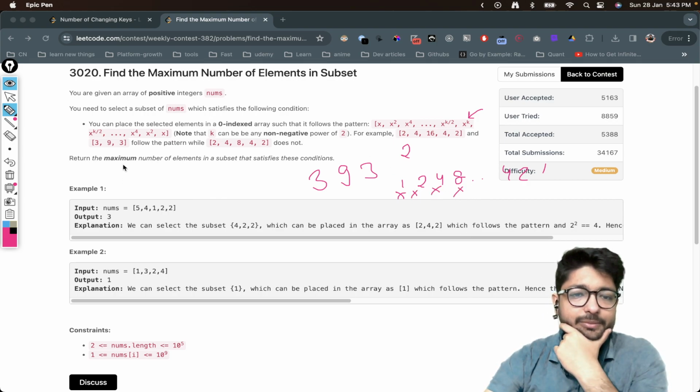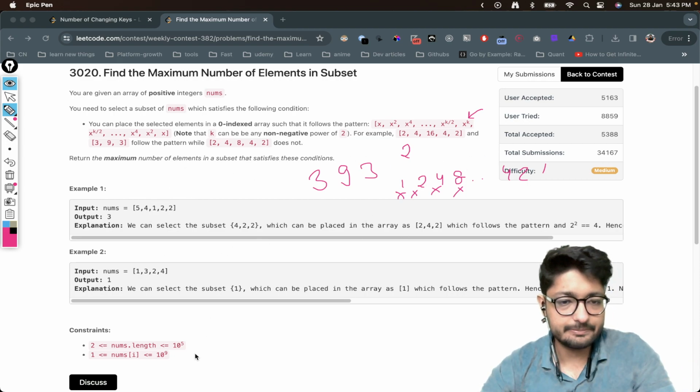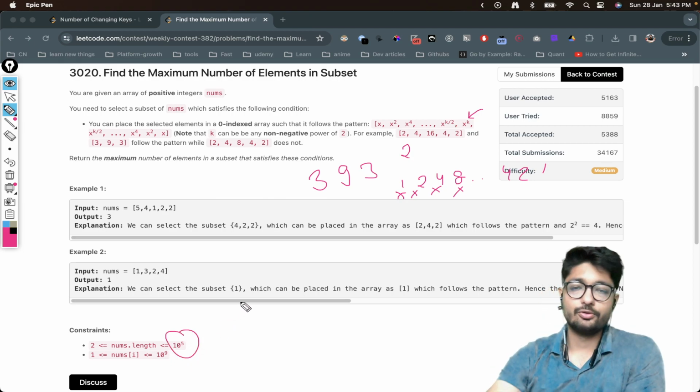I just have to find out the maximum number of elements you can form and take out as a subset from here to satisfy the condition. How can you solve it? The conditions are pretty long. You cannot do this in a very brute force way.